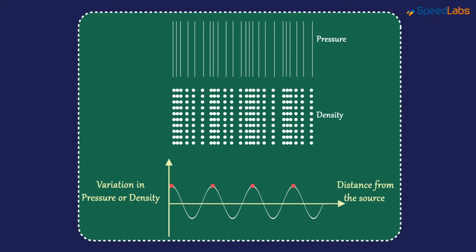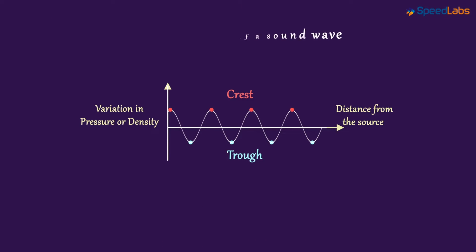The peak of the wave is called the crest, and the valley is called the trough of the wave. If you haven't understood this graph well, make sure you go through this video again. We will use this graph to discuss the properties of a sound wave in the coming videos.